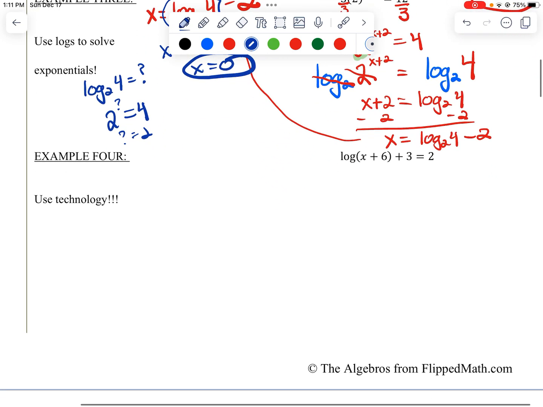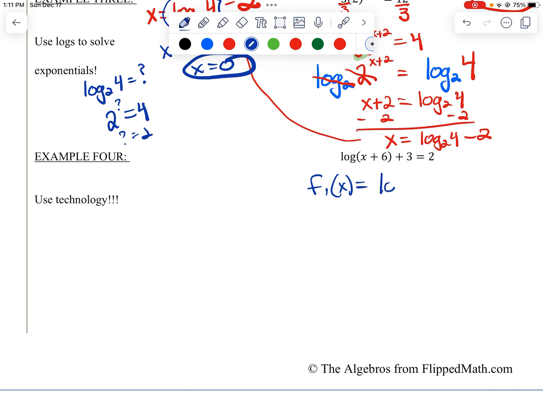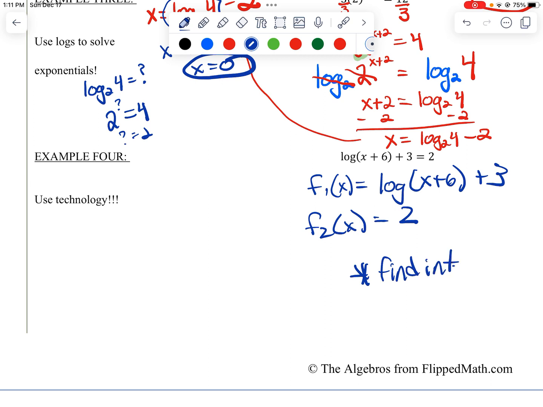Now the next example would be using technology. I don't have the TI Inspire calculator on here, so you'll have to watch the calculator help video on that. But basically in your F1, you're going to type in log of x plus 6 plus 3. In your F2, your second one, you're going to type in 2, and then you find the intersection. And we've been doing that for a while. So if you can graph those two lines and find the intersection, you would be set.